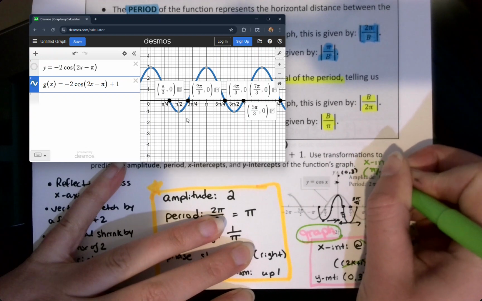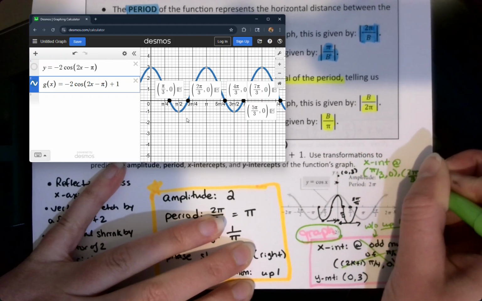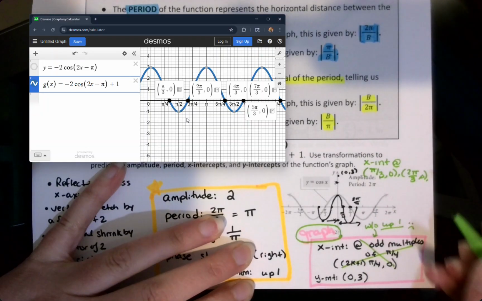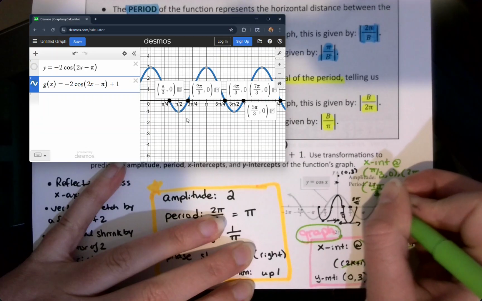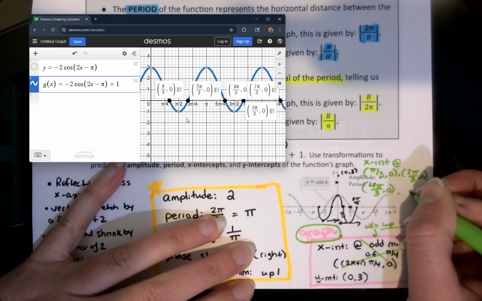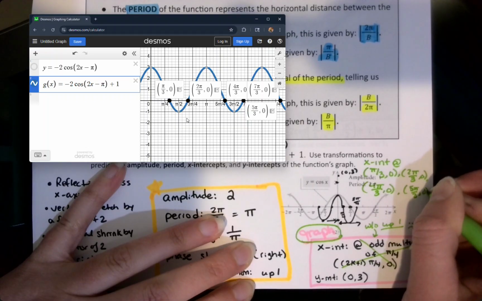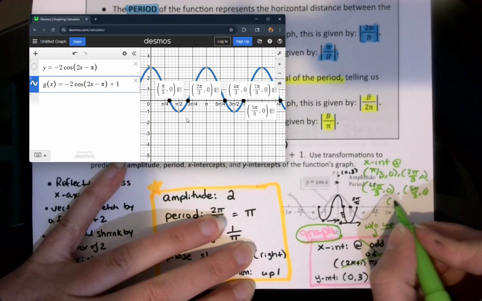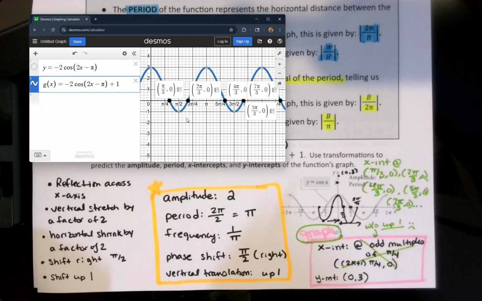So we want pi thirds, 0. I'll get to the pattern. 2 pi thirds, 0, not 3 pi thirds. 4 pi thirds, 0. 5 pi thirds, 0, not 6 pi thirds. 7 pi thirds, 0, etc. Okay.